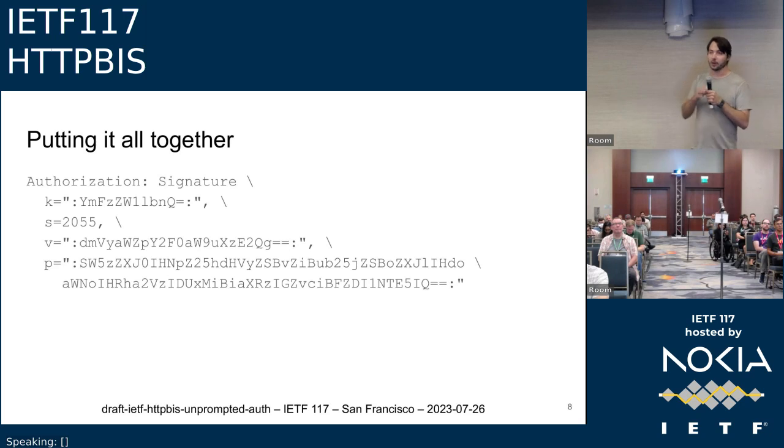All right, so all of this, now that we have it, allows us to send a really nice entire phone book with our header. So you put the key ID in there, you put the signature algorithm, you put the verification, and you put the proof. But wait, we can add more. Next slide, please.